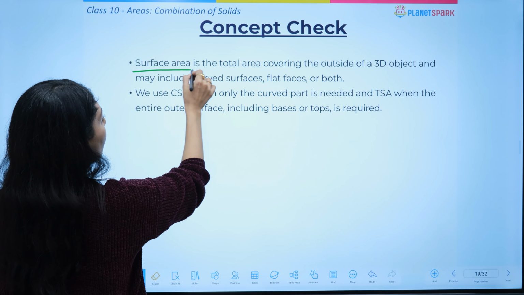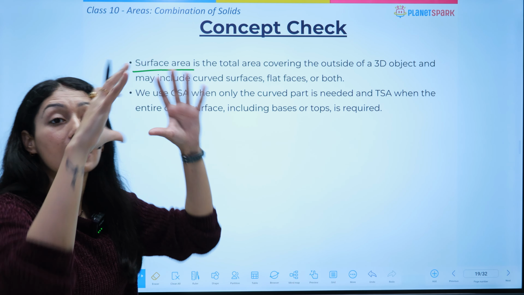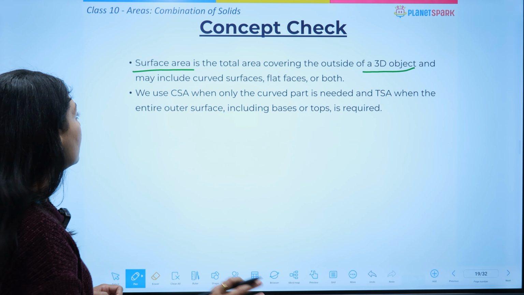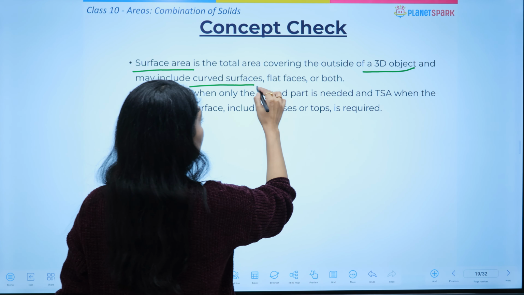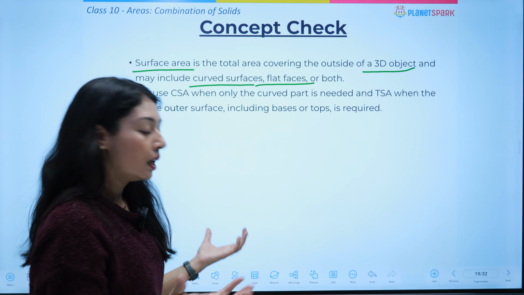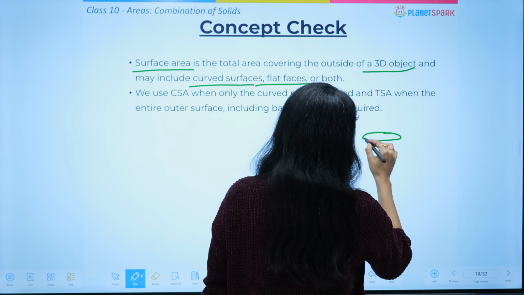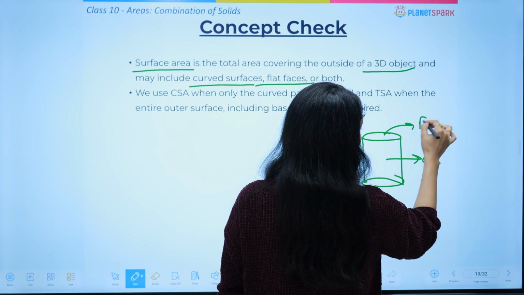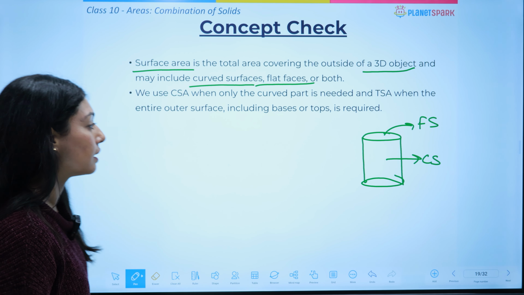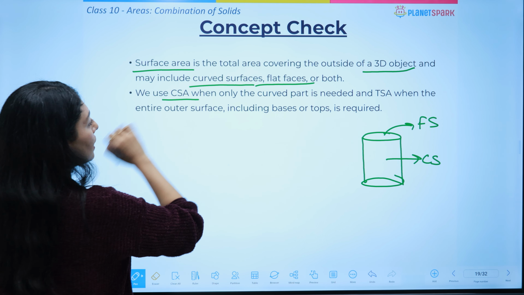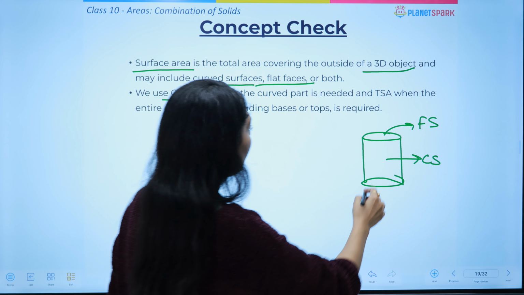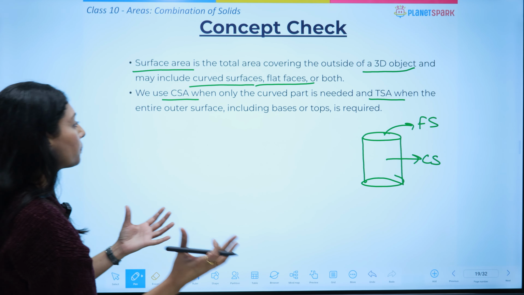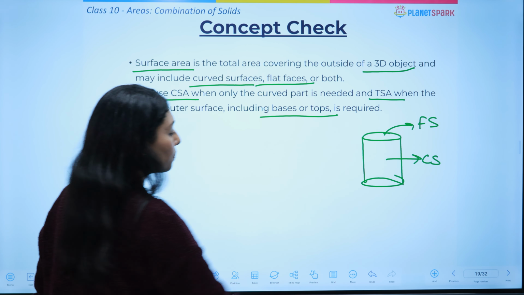Now, surface area is the total area covering the outside of a 3D object. That we all know already, everybody, right? So, it may include the curved surfaces, flat surfaces, or both. That is, in case of cylinder or cone, हमारे पास क्या है? Curved surface भी है, and we have the flat surfaces as well. So, both we have to consider. We use CSA when only the curved surface part is needed, and the TSA, total surface area, when all the surfaces are needed, including the bases and the tops here.